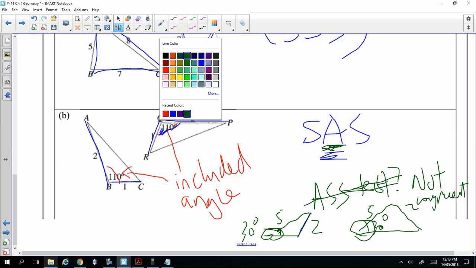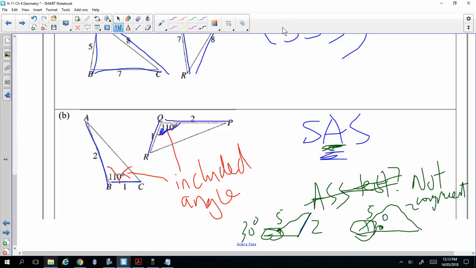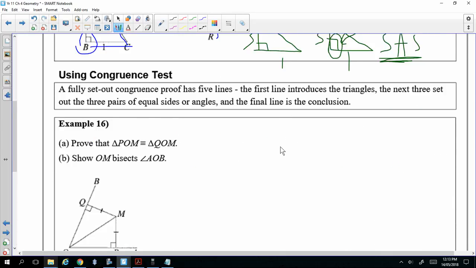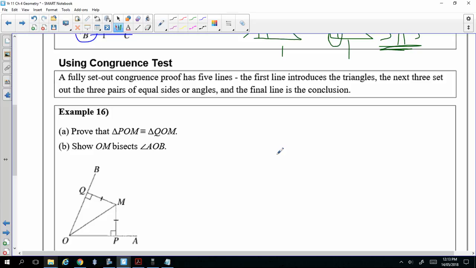Okay, now let's do a practice question using congruent tests. A fully set out congruent proof involves 5 lines. The first line introduces the triangle. The next three set out the three pairs of equal sides or angles, and the final line is the conclusion. Maybe you don't need 5 lines, you just have to do 4 lines. Okay, let me show you how it works.